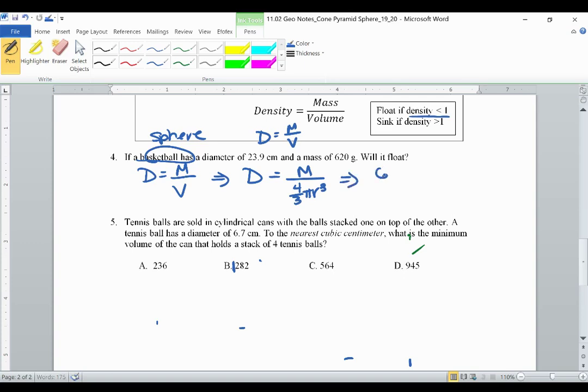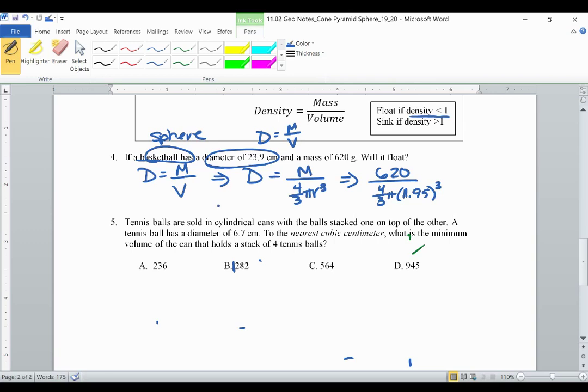So we want to find 620 grams over 4/3 pi. Our diameter is 23.9. So our radius, we're going to divide that by 2, will give us 11.95 cubed. And then type that into your calculator. And you could actually type that whole thing right into your calculator, or if you want to do the bottom first and then do 620 divided by that answer. If you did that, the bottom is 2,275.319,833 pi. So you could do it that way.